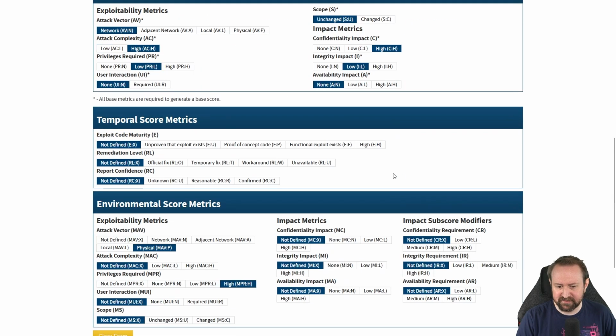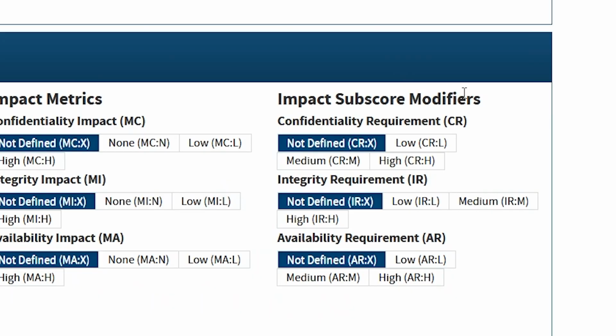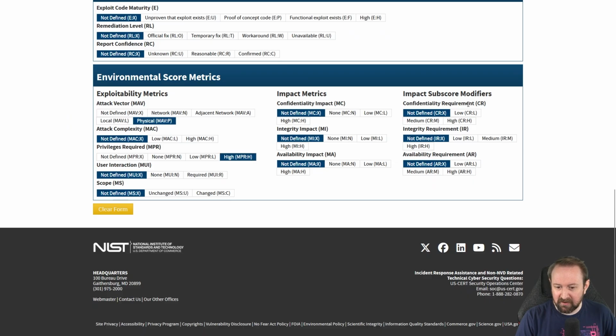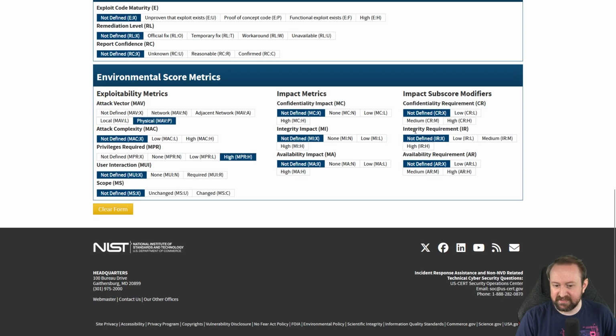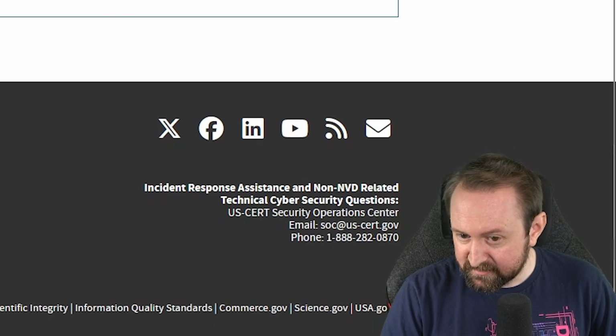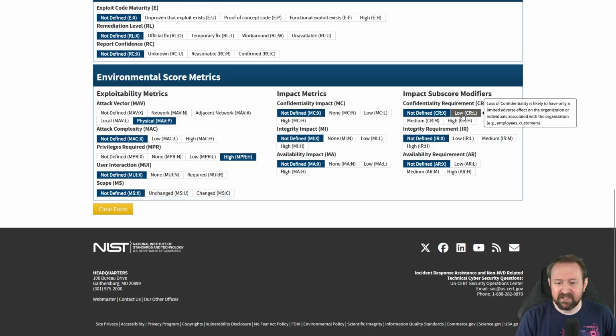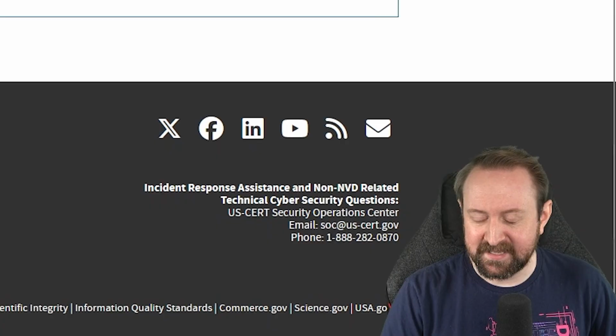adjust that severity score. What about impact subscore modifiers? These are effectively a way of clarifying how important confidentiality, integrity, and availability are in your environment. It might be that there is a high confidentiality impact if this vulnerability is exploited, but you might consider that actually, even if an attacker can access all this data, that data isn't actually that important.